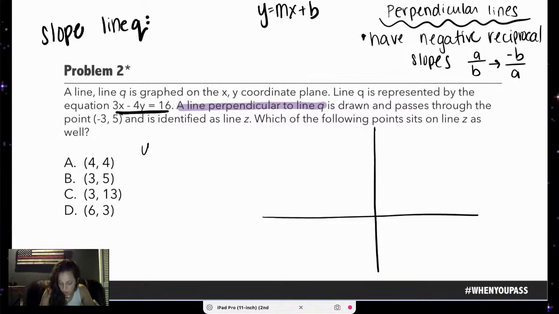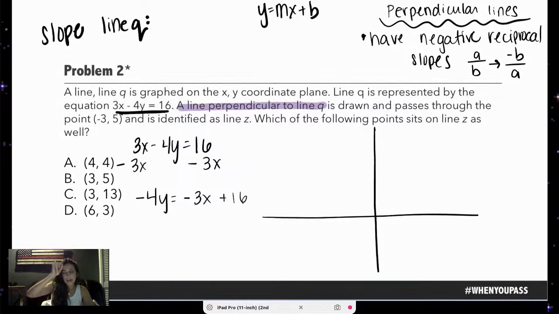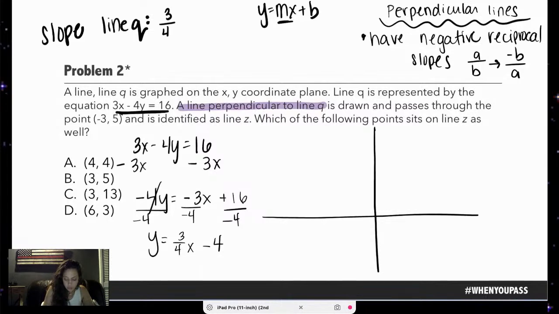So 3x minus 4y equals 16. Subtract 3x from both sides. Negative 4y equals negative 3x plus 16. Why did I write it that way and not 16 minus 3x? Because mx is first in my slope-intercept form. Now I'm going to divide both sides by negative 4, which means I need to divide everything. And I get y equals positive 3/4 x minus 4. So the slope of line Q is indeed 3/4.